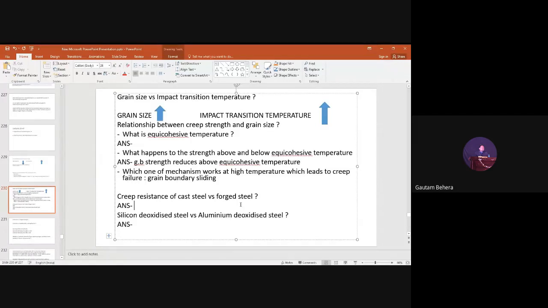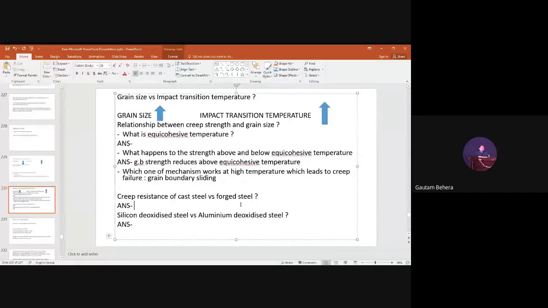Okay, fine. You people have forgotten. If you do hot forging, what will happen to the grain size? Suppose you have taken the steel to 1000 degrees centigrade and you are doing forging. Everybody knows forging? Yes or no?